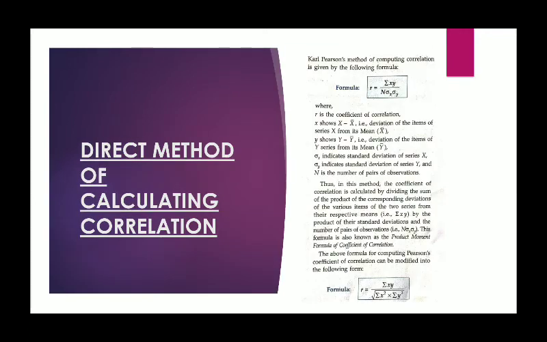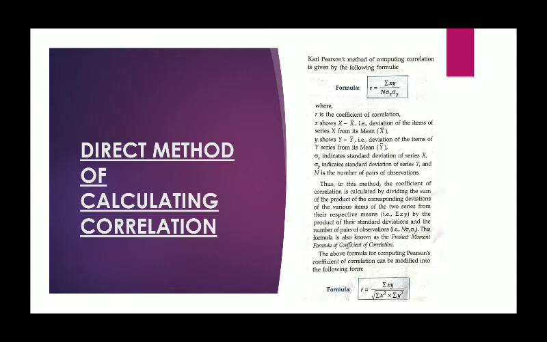Under the direct method, we have the formula given on the screen. You can see the formula, which shows r, the correlation coefficient, equal to summation of xy divided by n into sigma x and sigma y, where r is the correlation coefficient, small xy shows x minus x bar, that is the deviation of the items of the series from its mean, and small y similarly shows the deviation of the items of series y from its mean. Sigma x and sigma y are standard deviations of series x and y respectively, and n is the number of pairs of observations of the two variables.